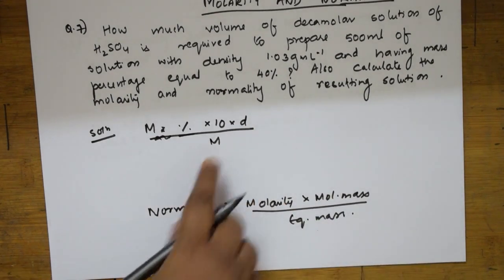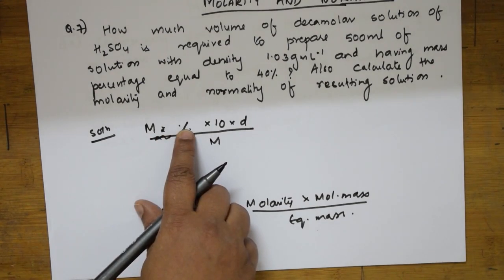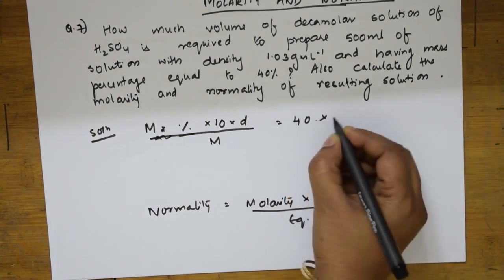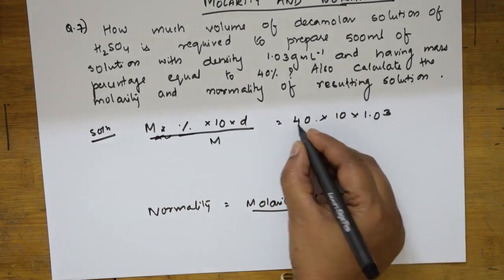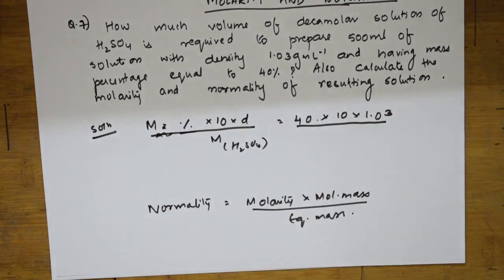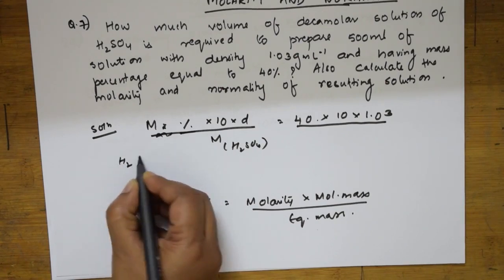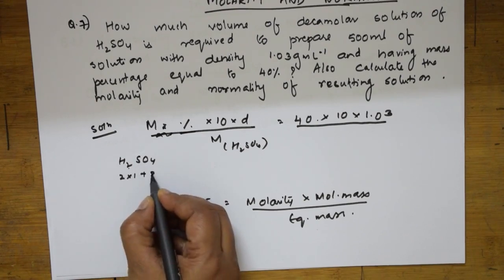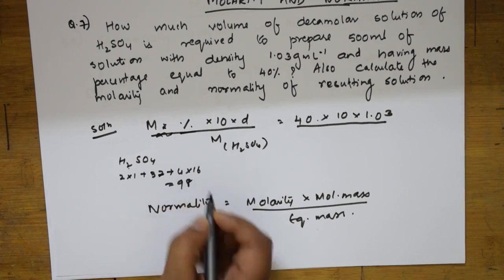Now let's substitute here. In this case, what do they give me? What is the percentage given? Mass equal to 40%. They've given 40 into 10. How much is the density given? Direct substitution, 1.03, right? How much is the molar mass of sulfuric acid? We're speaking in terms of sulfuric acid. Sulfuric acid molar mass is 98, isn't it? So how did I calculate it? Like that: 2 into 1 plus 32, the molar mass of sulfur, plus 4 into 16. I got 98 gram per mole.